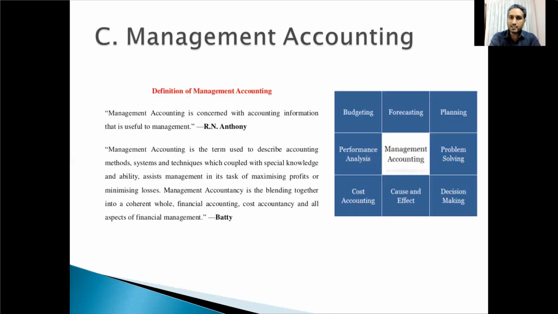The C part, or the next branch, the last in the traditional system, is management accounting. Management accounting is the accounting by management. It is the internal affair of the company. And here I would like to refer to the definition given by R.N. Anthony. Management accounting is concerned with the accounting information that is useful to management, because management is the party governing the entire business. It is used for budgeting, forecasting, planning, problem solving, decision making, and to know the cause of rising cost, what its effect will be on the operating profit, and what its impact will be on external parties or the shares. That is again a matter of concern. All these issues are deliberately discussed and tackled by management via management accounting only.